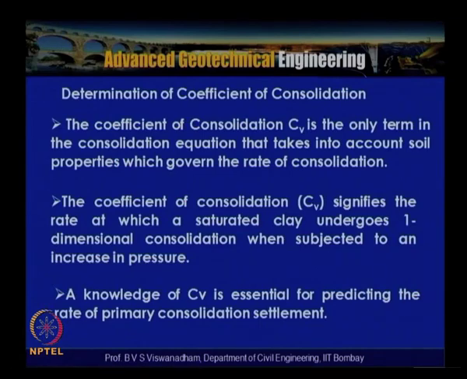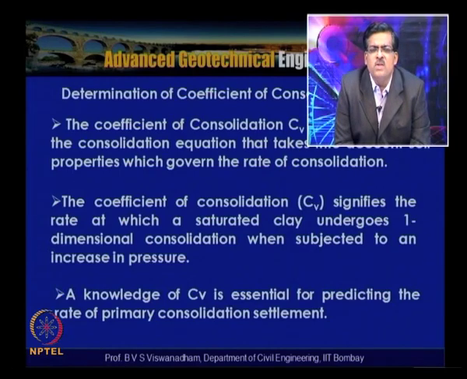The coefficient of consolidation Cv is the only term in the consolidation equation that takes into account the soil properties which govern the rate of consolidation. One more physical significance of the coefficient of consolidation is that it signifies the rate at which saturated clay undergoes one dimensional consolidation when subjected to an increase in pressure. So a knowledge of Cv is essential for predicting the rate of primary consolidation settlement. From the consolidation test data, there are methods in the laboratory, and methods are also there in the field.